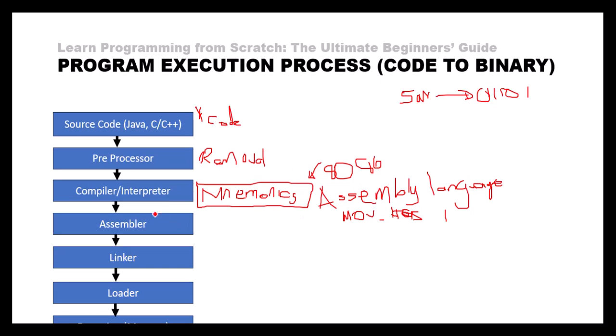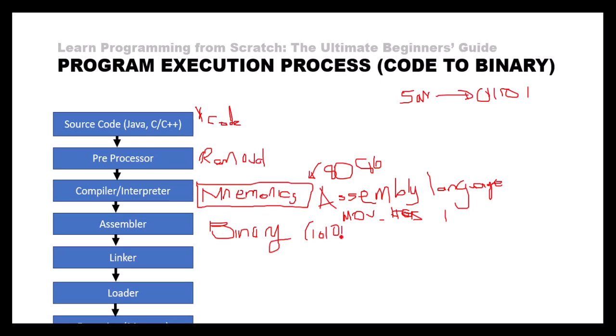Now when you come to the assembler, at this fourth stage of the program execution process, what the assembler is going to do for you is that it is going to get the mnemonics. It gets the assembly language and then converts it into binary. So binary conversion actually happens at the assembler stage, because the assembler is a software that gets these mnemonics and then converts them into binaries of ones and zeros.